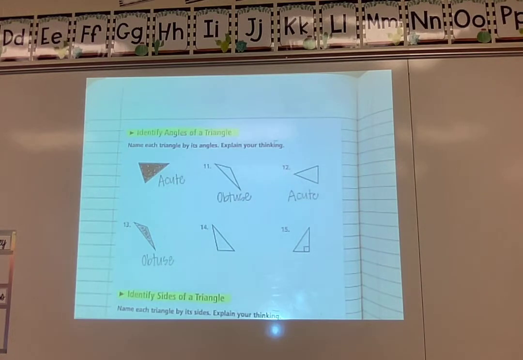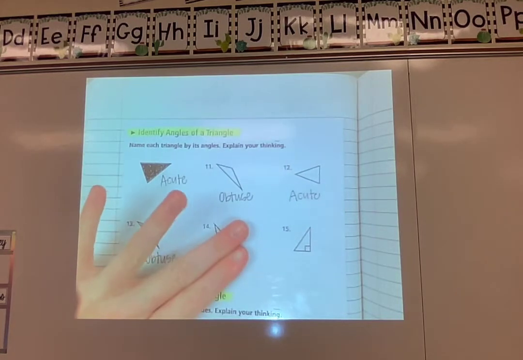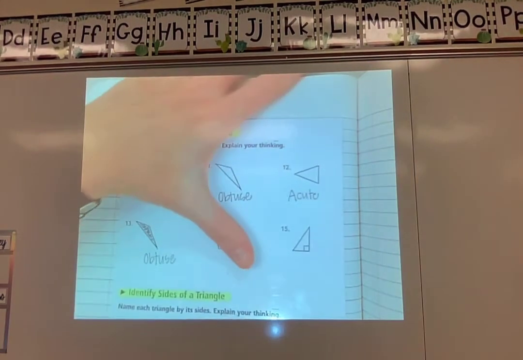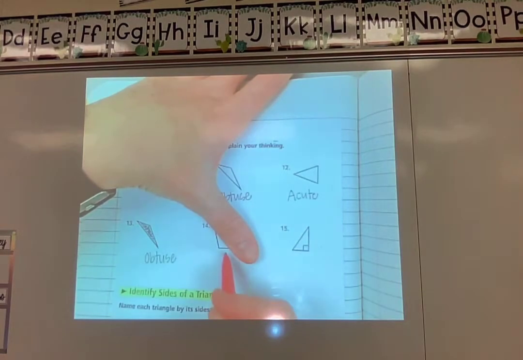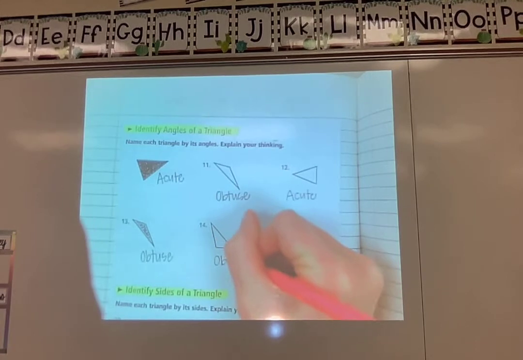Alrighty, number 14. First, I'm checking for right angles. This one looks almost like a right angle, but it's not perfect or it would have that square, so it can't be a right triangle. Now I'm going to check and see for my angles that I have left. This one is acute. This one is acute. This one is obtuse. It's a little bit bigger, so it is obtuse. This would be an obtuse triangle.